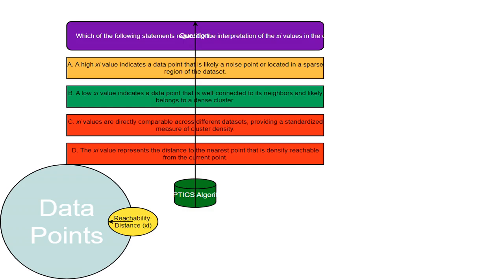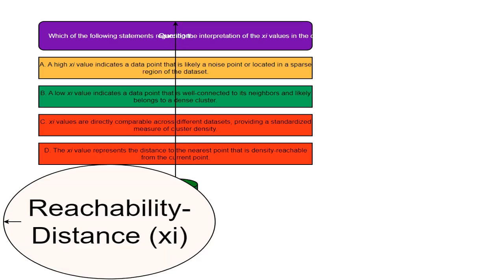These are the individual pieces of data you're trying to cluster. Each data point is represented by its features or attributes, and OPTICS uses these to calculate distances between points. This is where OPTICS gets really interesting.